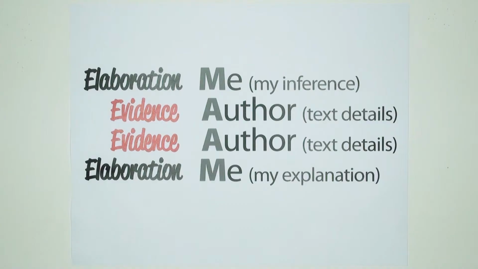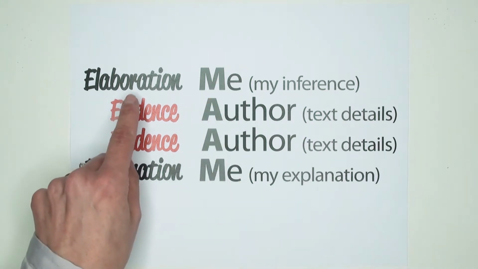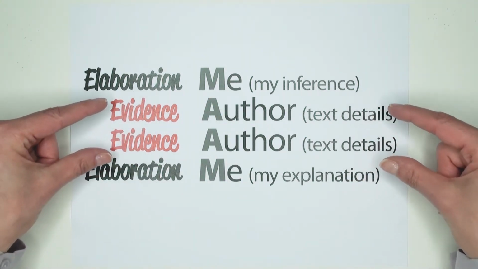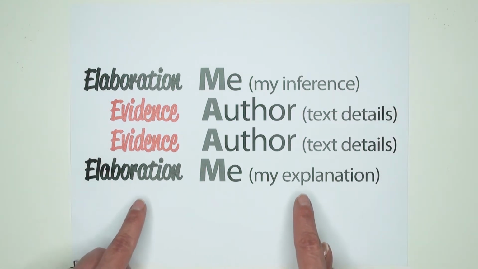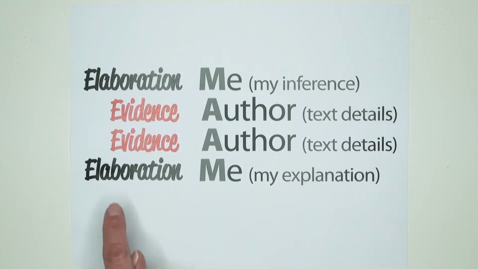A different acronym, but the same process, is the YES MA'AM formula. Each reason or inference is the student elaborating on their thinking. Then they cite evidence from the text before explaining what they meant. Again, explanations are elaboration. It's that combination of elaboration and evidence we need students to achieve.